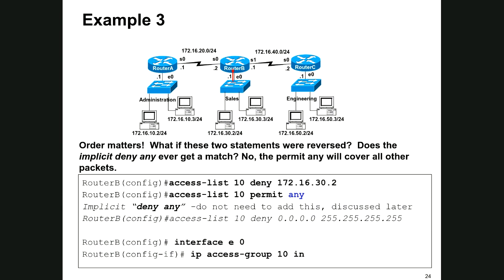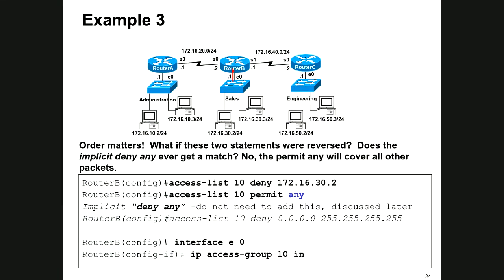That's a shorthand. Before, we used 0.0.0.0, which matched all addresses. So we can use the keyword any instead. It's easier to type than all those zeros. So let's look at the logic of these two lines. If you are the boss's nephew and you have the address 30.2, all your traffic is denied.